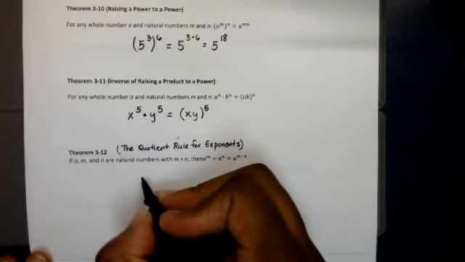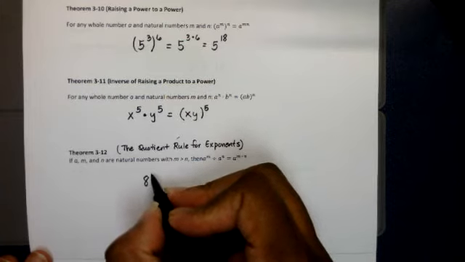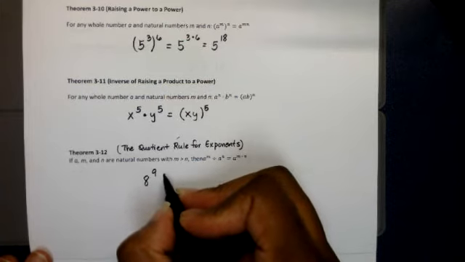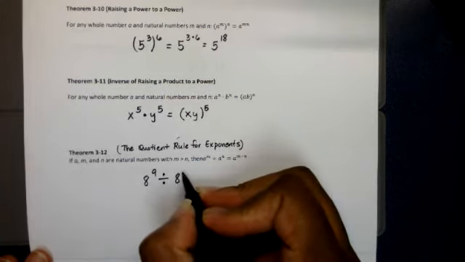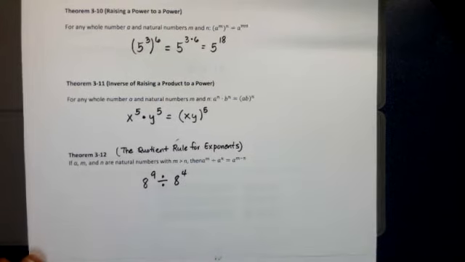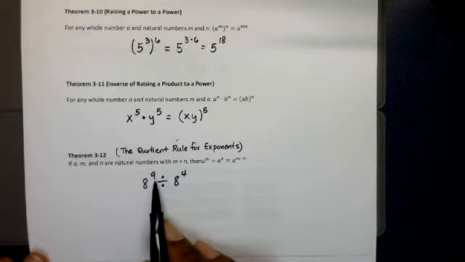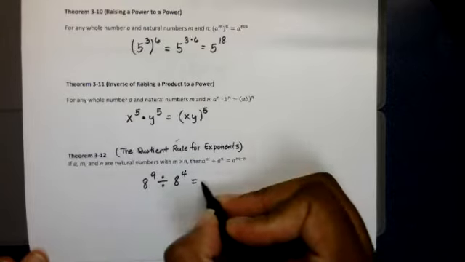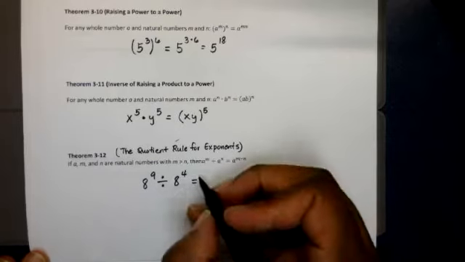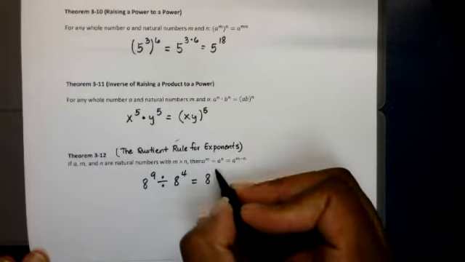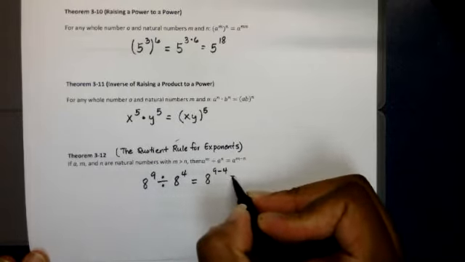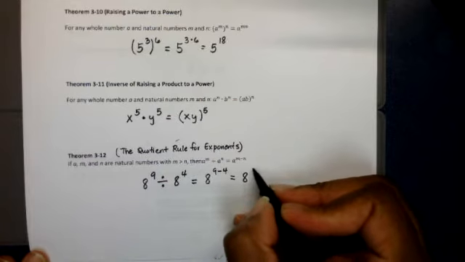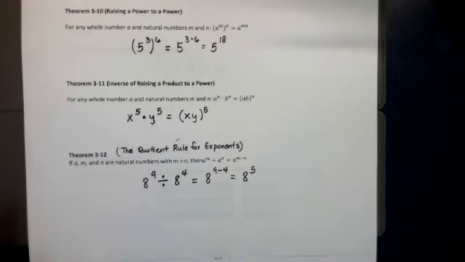So if I had something like this, 8 to the 9th, and I want to divide that by 8 to the 4th. This first exponent is bigger than the second exponent, okay? And I'm dividing powers of the same base. So I bring over the base and then subtract the exponents. So it'd be 8 to the 5th. That's the final answer.